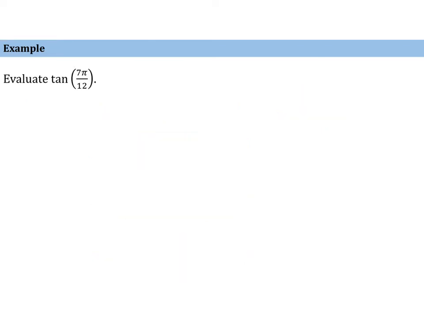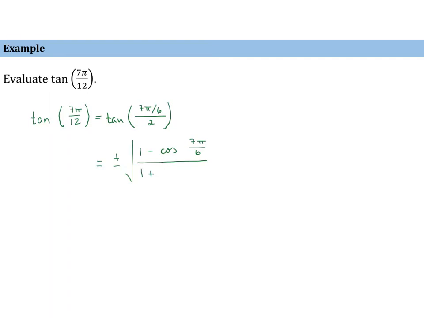Let's look at a similar example, but this time we're in radians. So the tangent of 7 pi over 12 can be rewritten as a half angle. And what is 7 pi over 12 half of? 7 pi over 6 divided by 2 would be 7 pi over 12. And so this will be plus or minus the square root of 1 minus the cosine of 7 pi over 6 over 1 plus the cosine of 7 pi over 6.